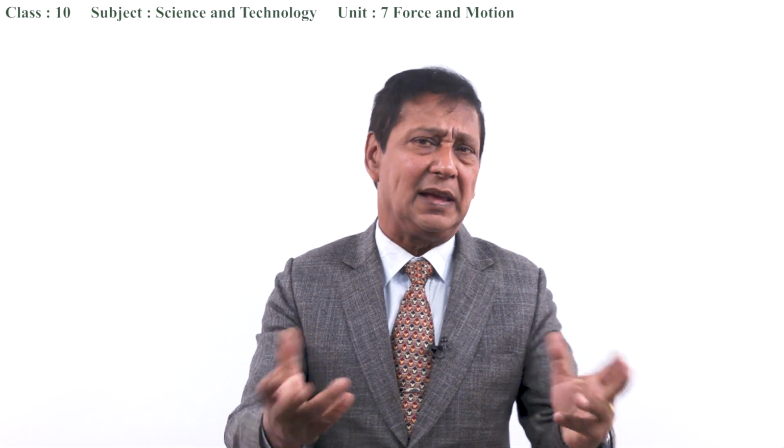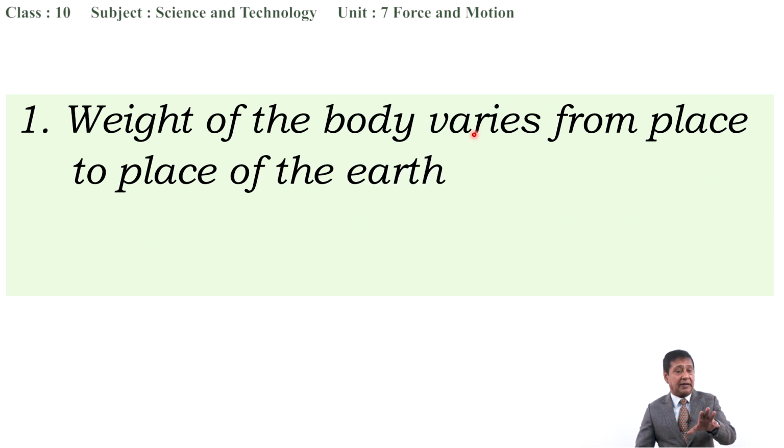Now let's talk about other important facts also. Weight of the body varies from place to place of the earth. Do you know that? Why? Weight of the body is the product of its mass and acceleration due to gravity. W equal to mg. M remains the same at any place of the earth. G is inversely proportional to the square of the radius of the earth. G is different in different places of the earth because earth is flattened at the pole and bulged at the equator, so the radius is different in different parts. That's why g is also different.